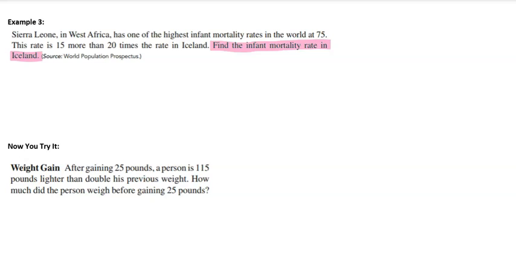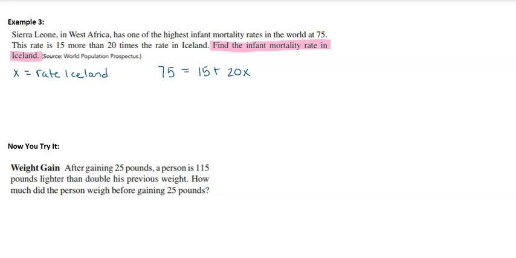Okay, so let's start with that. Let's say x equals rate in Iceland, or Iceland rate, or whatever you want to call it. Okay, so that's the rate in Iceland. Now we need to set something up. So it says 75. This rate is, so that means 75 is 15 more, so 15 plus 20 times the Iceland rate. That's the Iceland rate, x. Okay, that's all there is to that.